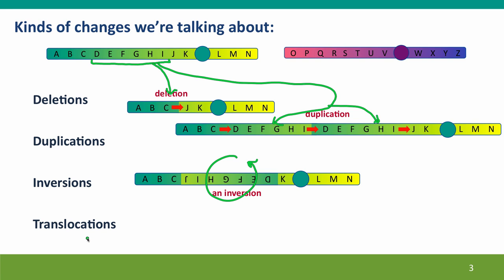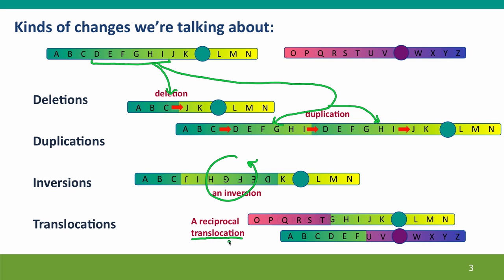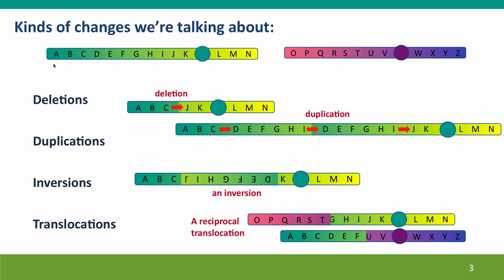Finally, a major kind of chromosome rearrangement are translocations. And here I've illustrated a reciprocal translocation. A translocation is a change where a piece of one chromosome has become part of another chromosome. And a reciprocal translocation is a situation where two chromosomes have swapped segments. So in this case, the ABCDE segment from up here has become joined to this part of the purple chromosome. And this part of the purple-pink chromosome has been placed over here.